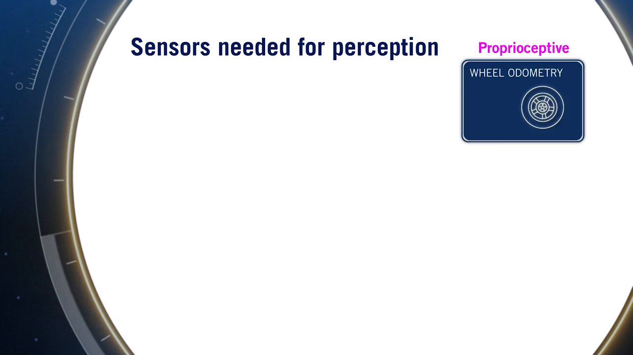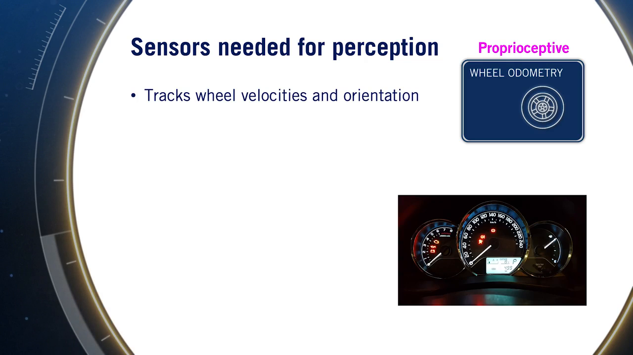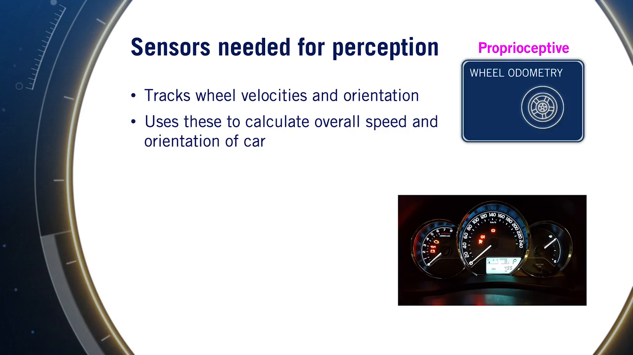And finally, we have wheel odometry sensors. This sensor tracks the wheel rates of rotation and uses these to estimate the speed and heading rate of change of the ego car. This is the same sensor that tracks the mileage on your vehicle.